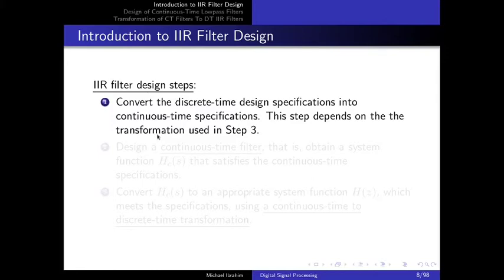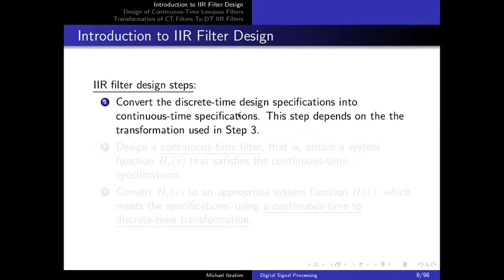As we have said before, we will start by designing a continuous time filter, and then we will transform this continuous time filter into a discrete time filter. So the first step is to convert the discrete time specification we have into continuous time specification, and here we need to take care that we need to consider what kind of transformation we will use later on in step 3, because this will affect the frequency in a way.